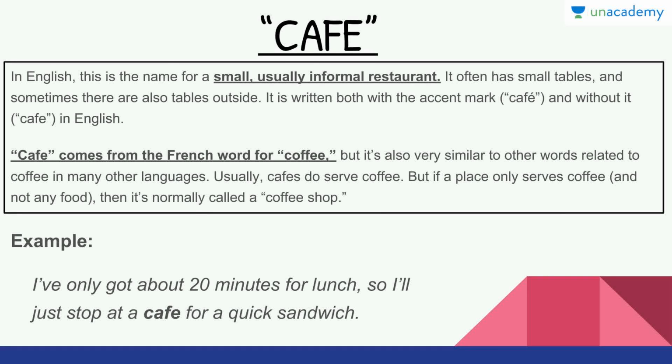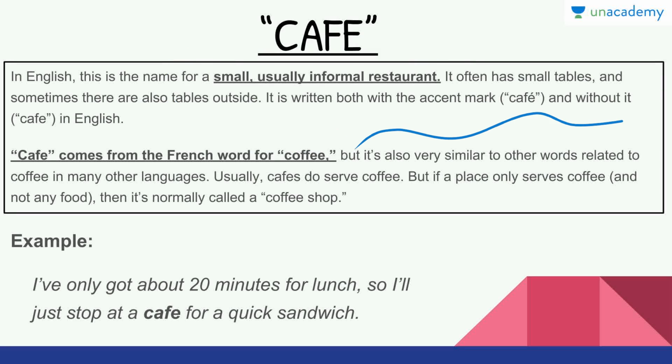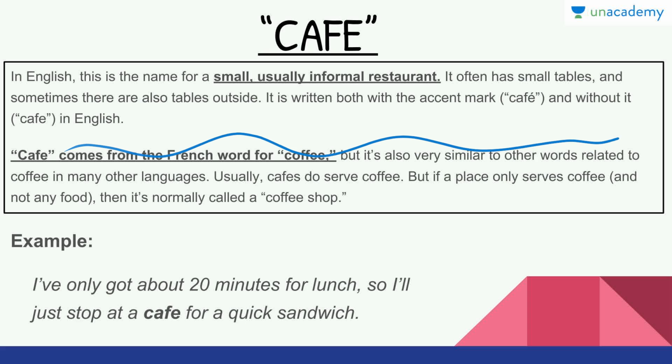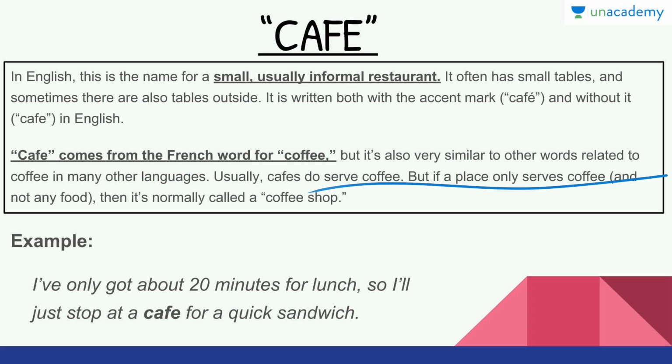Okay, so the second word is cafe. Now in English, this word means a small and usually informal restaurant, right? It often has small tables. Sometimes there are also tables outside. It is written with the accent mark, café, and without it in English, right? Again, this word comes from the French word for coffee, right? But it is also very similar to other words related to coffee in many other languages.